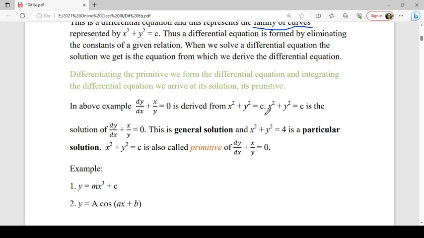But if we give some value to c, say x square plus y square equal to 4, this is a particular solution. So x square plus y square equal to c is called a primitive of this equation, or also we can say the general solution.